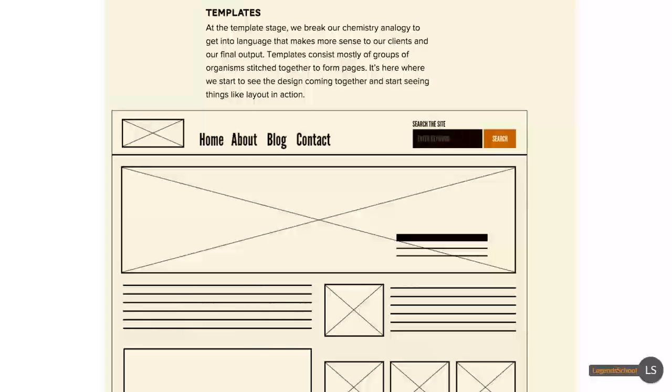So this is where Brad Frost's chemistry analogy is broken so that we can talk about templates. These are groups of organisms that are stitched together to form pages. This is where you see your design coming together, and you can see your layout in action.